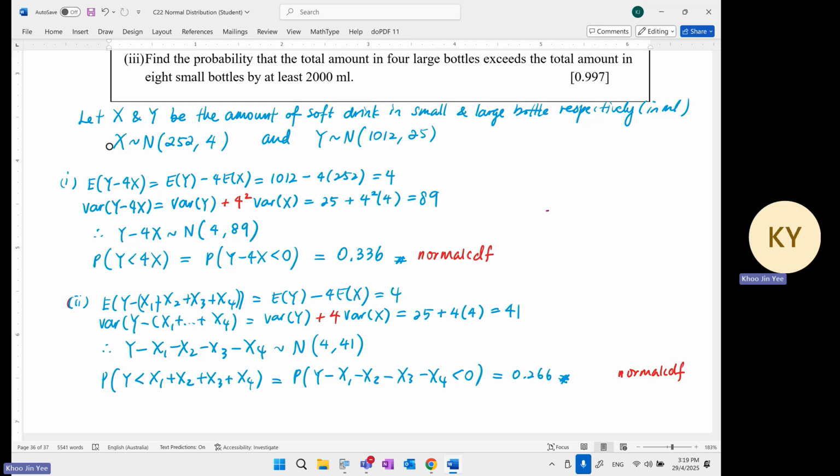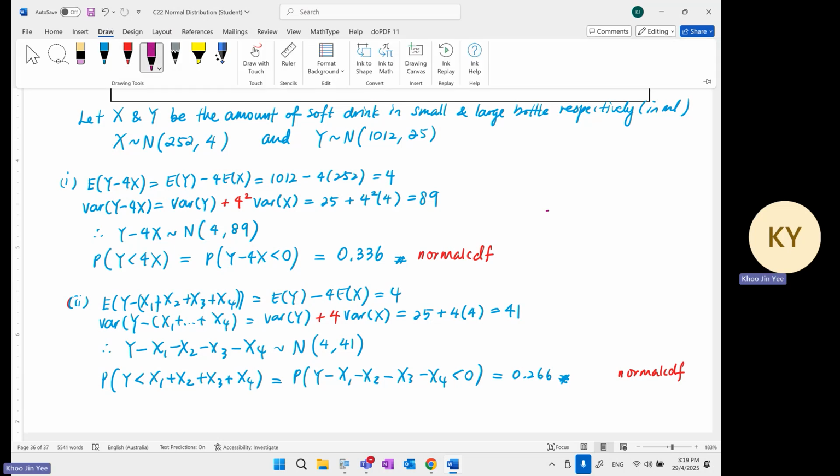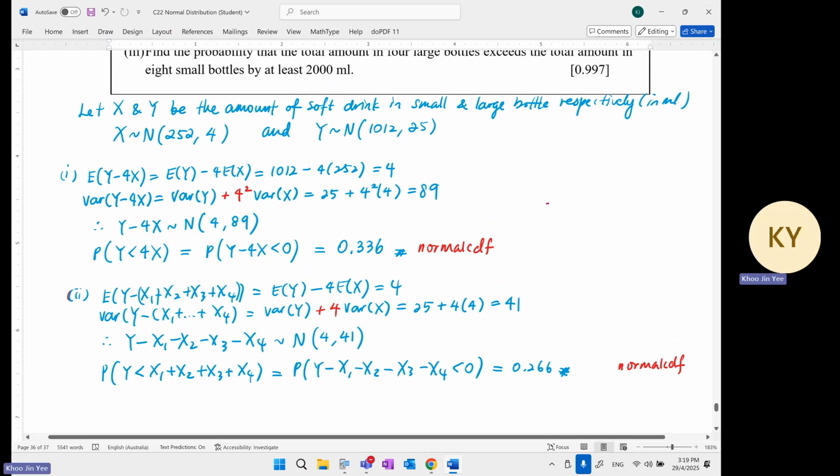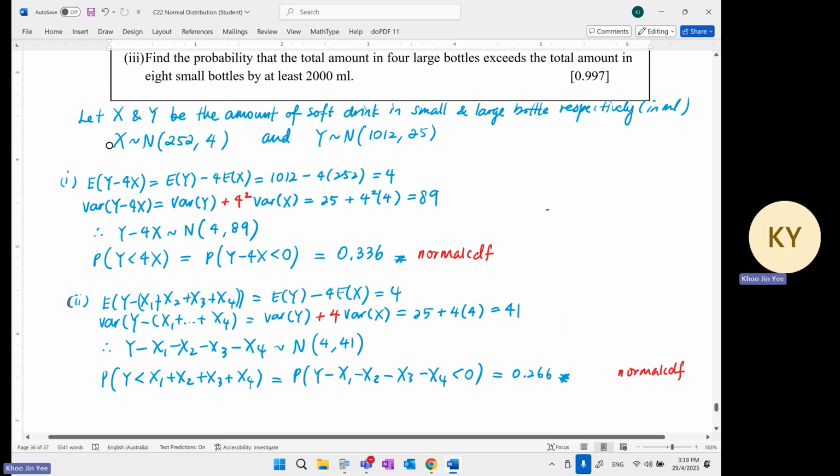Okay, last one. Last exercise. Find the probability that the total amount in 4 large bottles exceeds the total amount in 8 small bottles by at least 200 ml. So for the total amount in 4 large bottles, this is a sum, not a multiple, because the keyword over here is total.